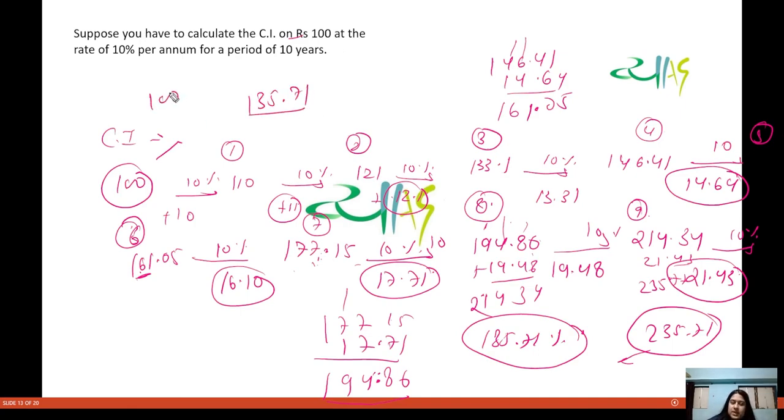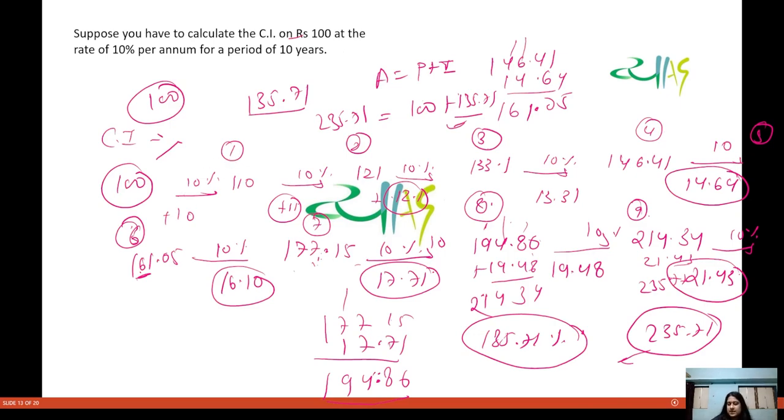135.71, because 100 rupees is the original amount, and you know amount is equal to what? Principal plus interest. So principal is 100, amount is rupees 235.71. So this is how much? 135.71. Okay, this is 135.71. So I hope you understand this thing. Now see, this question is very easy to do.